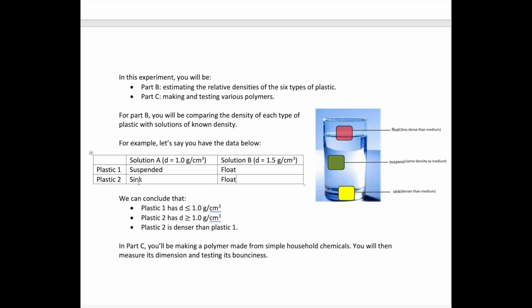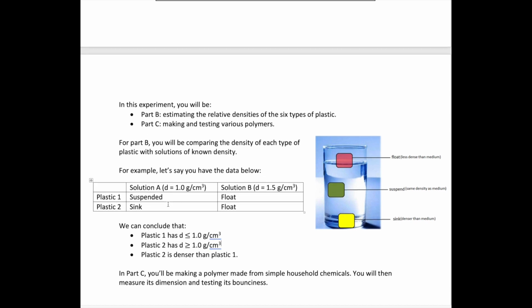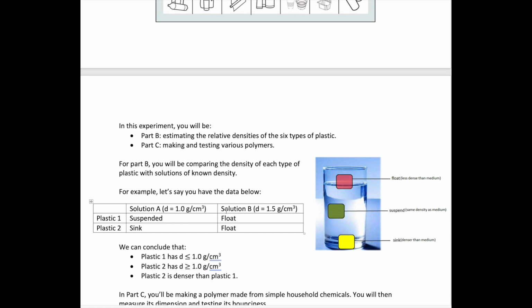whereas plastic 2, you observe it to sink in solution A, but float in solution B. So if it's sinking in A, that means its density is higher than 1.0, but it's less than 1.5, so it's somewhere between 1.0 and 1.5. If I compare these 2 plastics to each other, I can conclude that plastic 2 is denser than plastic 1 just by this qualitative data. So you'll be doing this again with the 6 plastics, and you're going to have 3 different solutions to help you narrow down the relative densities of all the plastics.